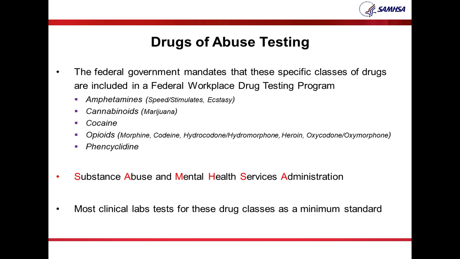Another place that I recommend starting your panels is by referring to the federal government guidelines. The federal government mandates that these specific classes of drugs are included in a federal workplace drug testing program. These are amphetamines, cannabinoids, cocaine, opioids, and phencyclidine, which is PCP. A long time ago, the Substance Abuse and Mental Health Services Administration deemed that these were the 5 drug categories that were most commonly abused. And that's why they must be in all federal workplace drug testing programs. So most clinical labs will, at a minimum, start with these 5 drug classes.